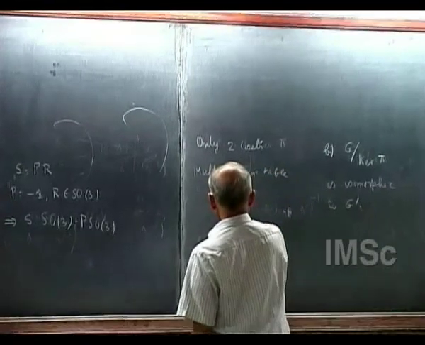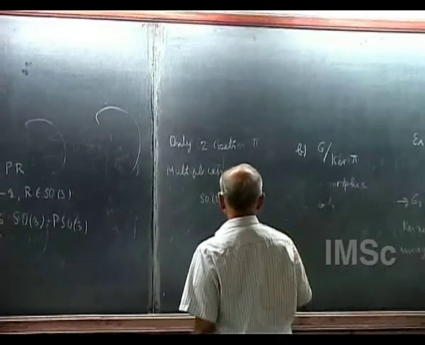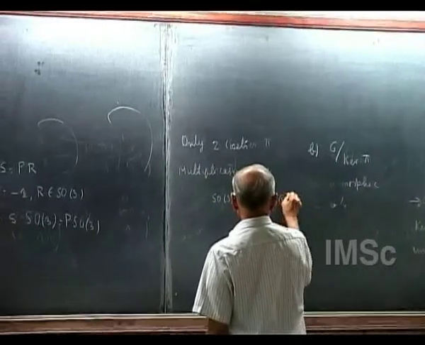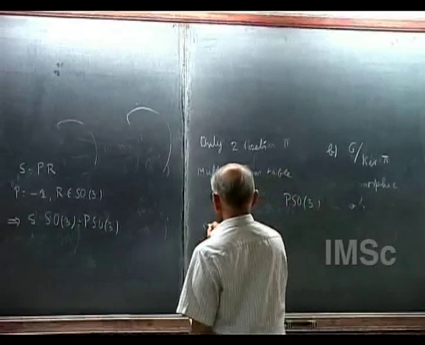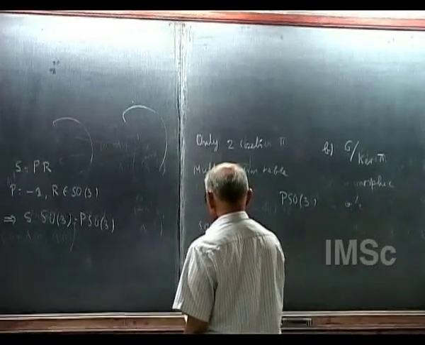And we can write down the multiplication table. So we have SO3, P SO3, and likewise SO3, P SO3, right?